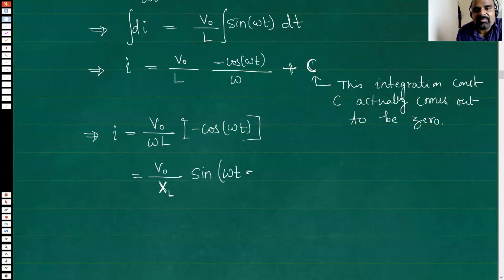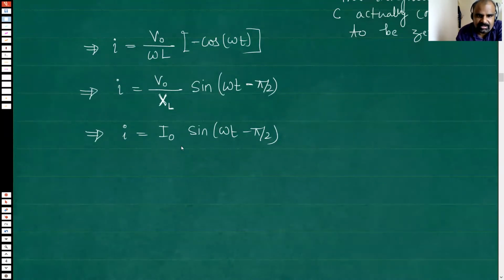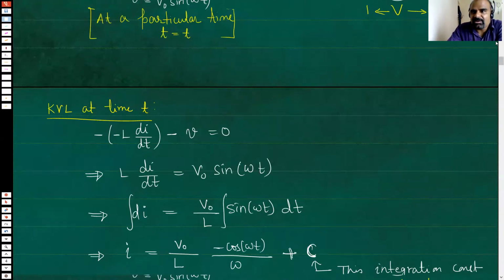So this time we can write omega t minus pi by 2, because if you expand it, sine of A minus B is sine A cos B minus cos A sine B, you will see that it is exactly the same. Okay, so this is your instantaneous current. Obviously, this part we will call the peak current. Here I naught is equal to V naught by XL. Clear? So what are the conclusions we can make now?